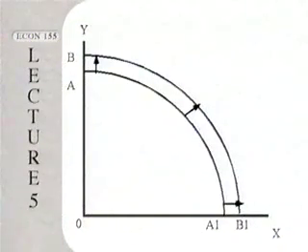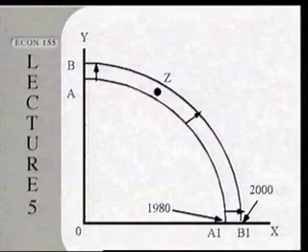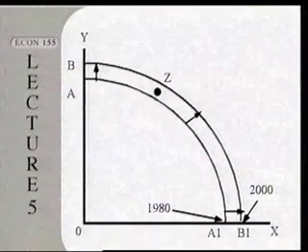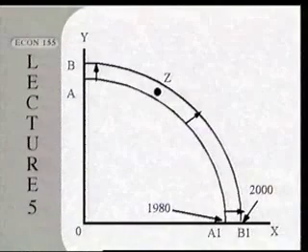If we had some point out here that was unattainable before, and we talked a moment ago about unattainable, now that point becomes attainable with economic growth, something that we could not have in the first instance. Maybe this is the 1980 production possibilities frontier, and this is the 1990, let's make it the 2000 production possibilities frontier.